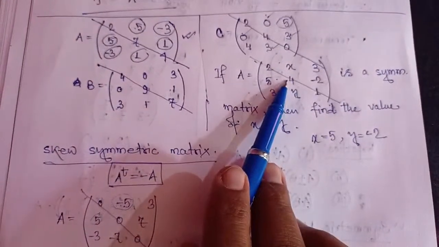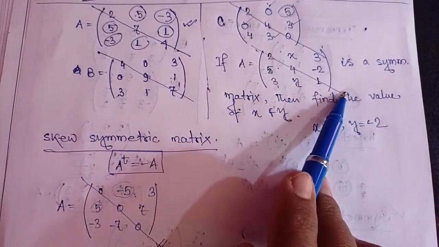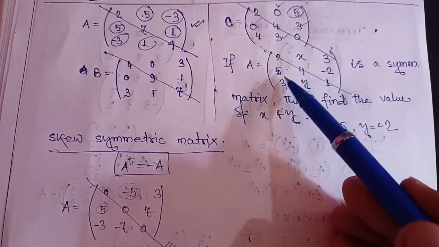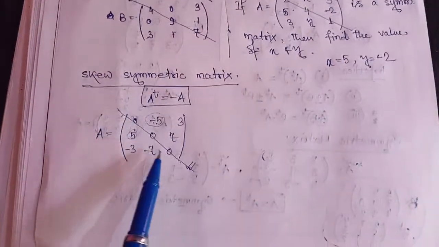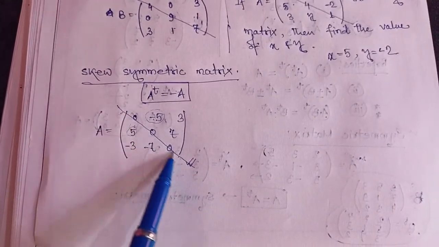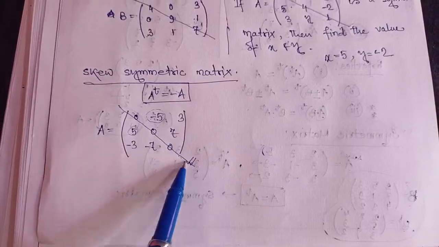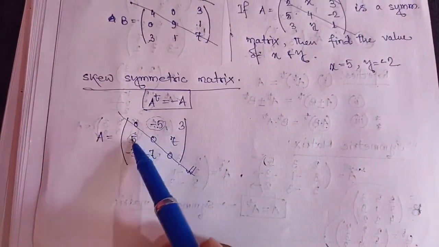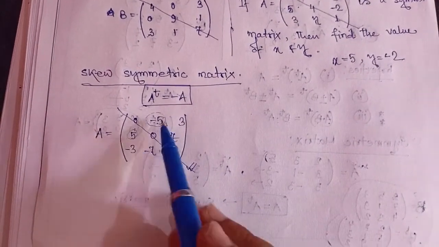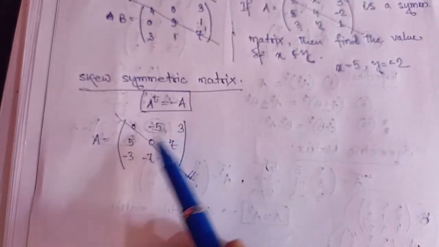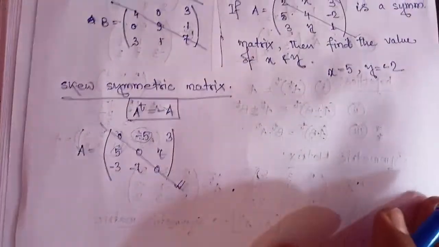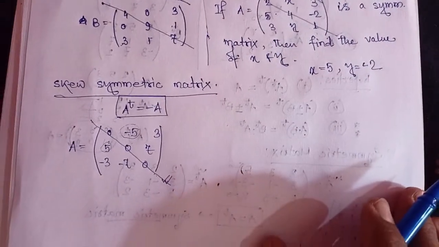In the case of symmetry, what was happening with respect to the principal diagonal? On both sides, the same elements should be there with the same sign. But in a skew-symmetric matrix, the first criterion is about the principal diagonal: those elements will be 0, and with respect to the principal diagonal, elements of opposite sign will be on both sides. So 3 is there, the opposite of 3 is -3. For -7, the opposite is 7. I hope you have understood the short trick of the skew-symmetric matrix.